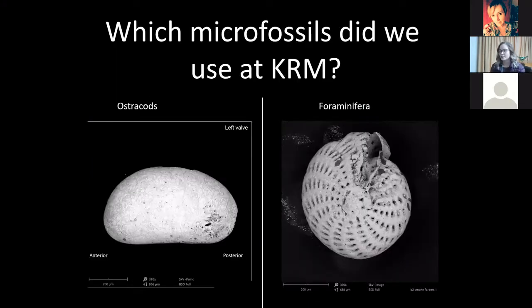So which microfossils did I use at Klasies River? I used ostracodes and Foraminifera. The Foraminifera were initially identified by Susan Menzer in micromorphological thin sections, and the ostracodes were identified by Karine Anderson, and this was identified through the analysis of sediment.